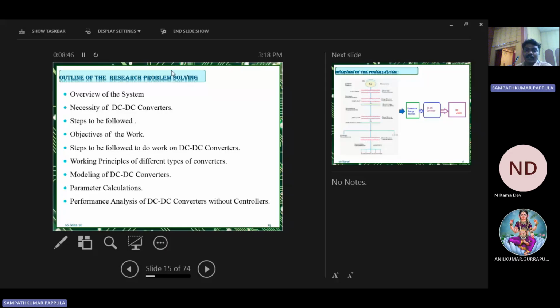So in today's session, we are taking an overview of one system I have considered. On that system, I am trying to find what is the necessity of the DC to DC converters. After that, what are the steps to be followed to find the solution? These are the different steps we are following here.